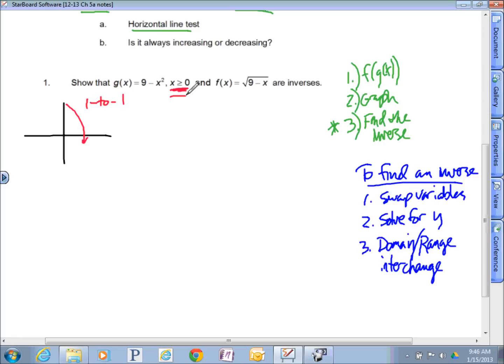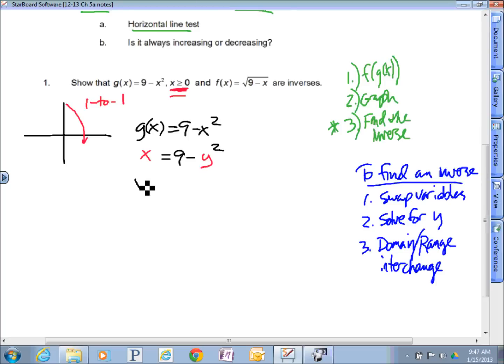So I'm going to start with g of x is equal to 9 minus x squared. I'm going to swap my variables. So when I swap my variables, I'm going to put x on this side and y on this side. So x is equal to 9 minus y squared. So now solve for y. What am I going to do?